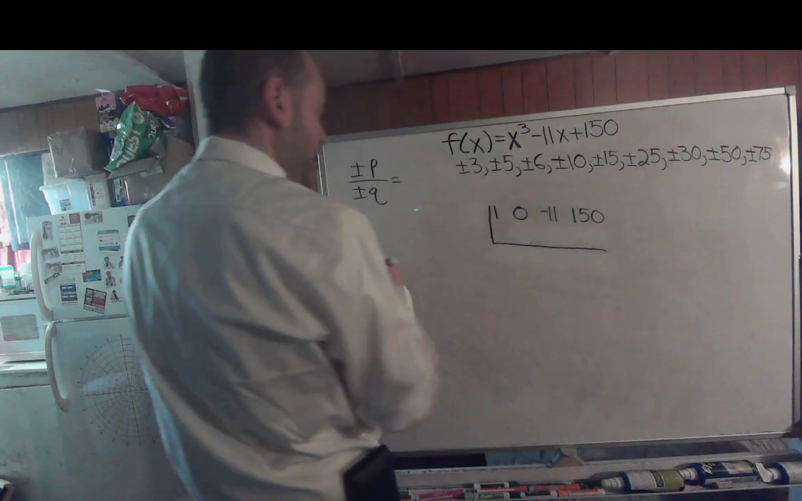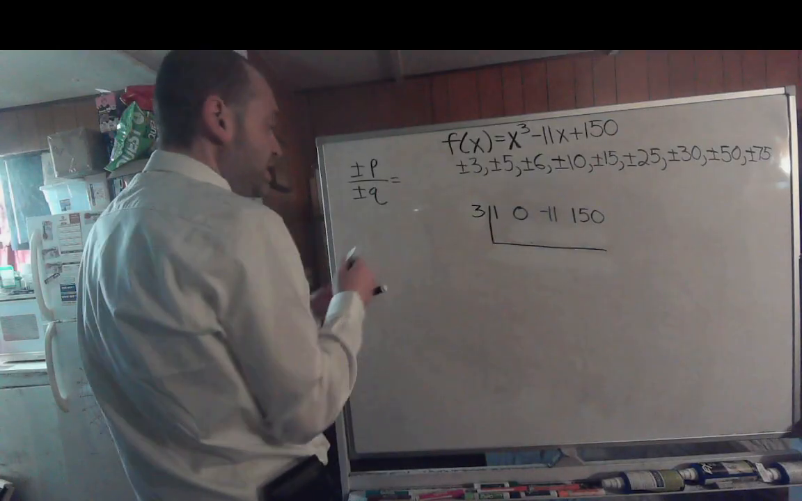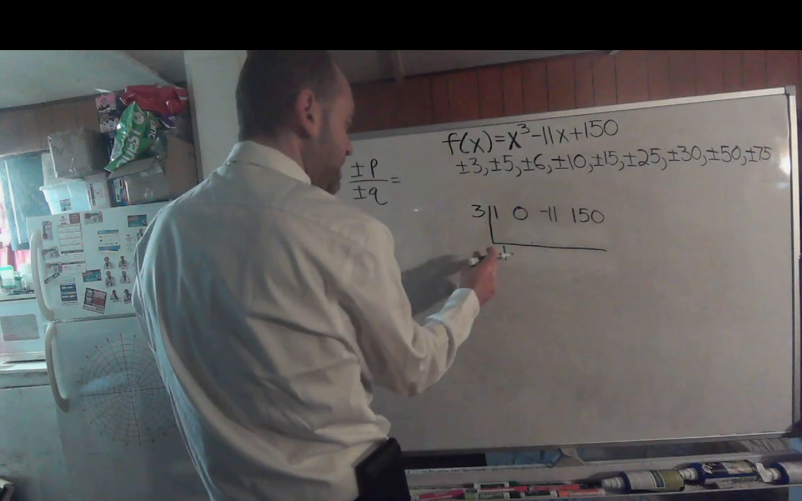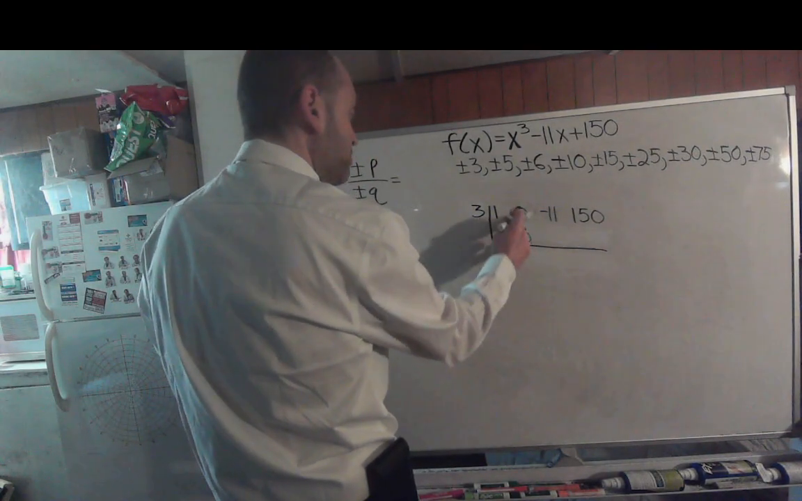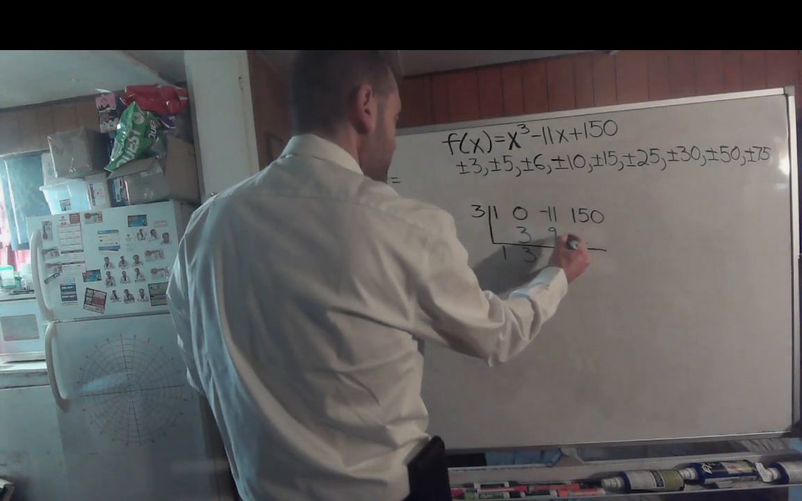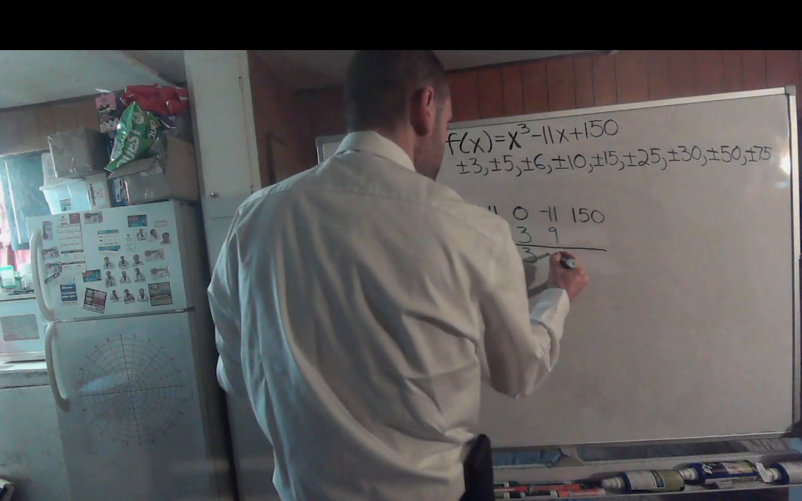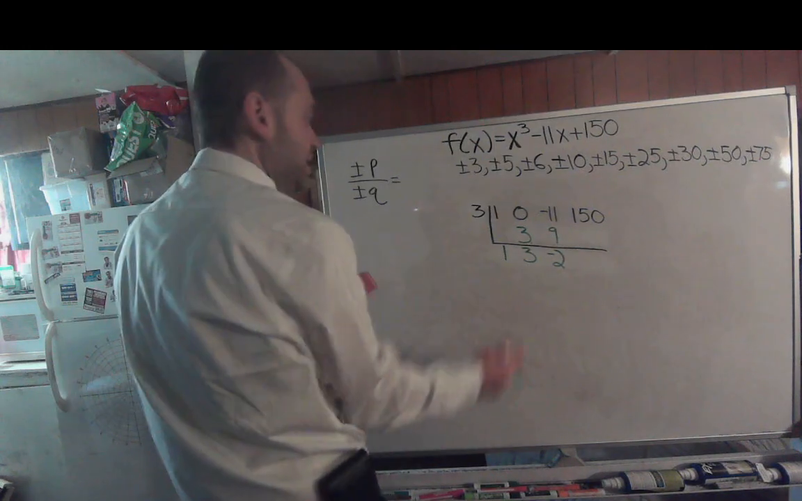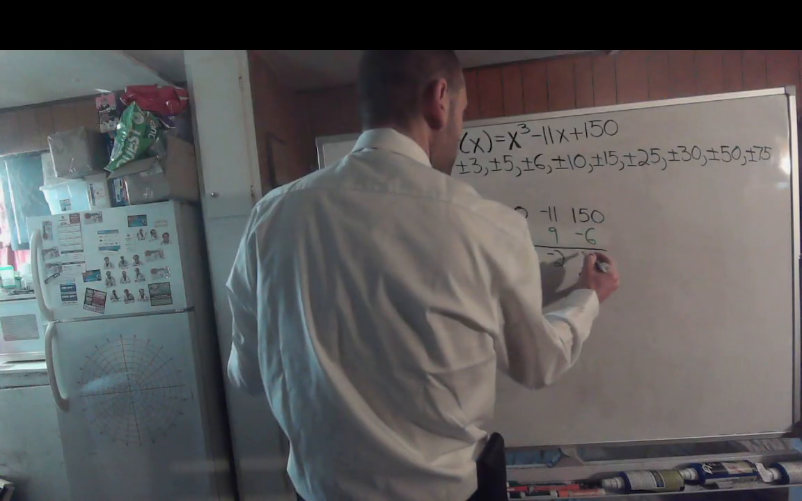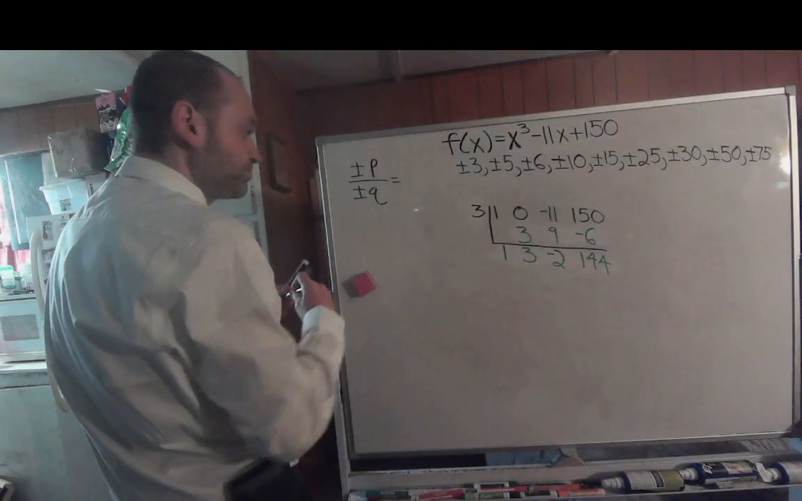What about 3? Alright, so let's try 3. Bring down your 1 from above. 3 times 1 is 3. 0 plus 3 is 3. 3 times 3 is 9. Negative 11 plus 9 is negative 2. 3 times negative 2 is negative 6. 150 minus 6 is 144. That's not going to help you.